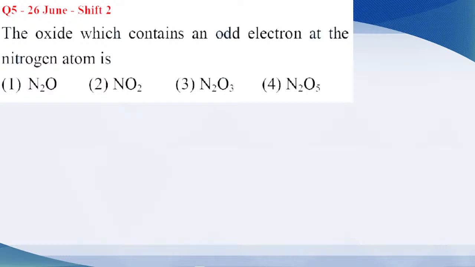Next. The oxide which contains an odd electron at the nitrogen atom. We have done the limitations of the octet rule, which has an odd electron at the nitrogen.